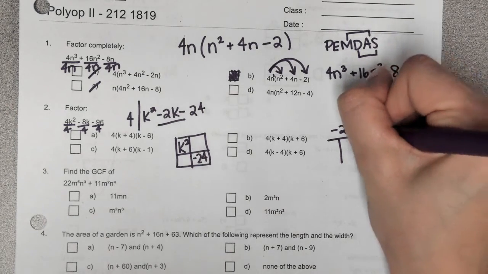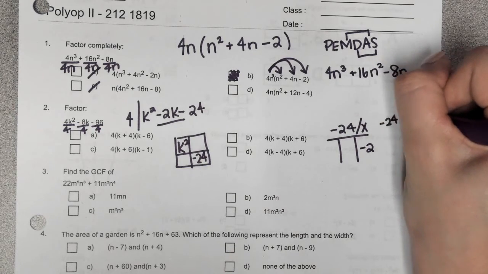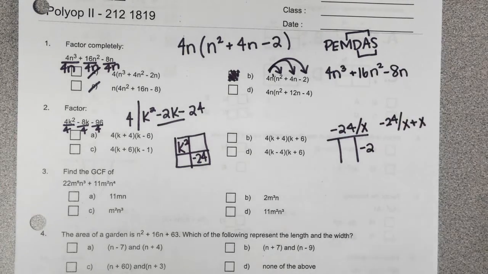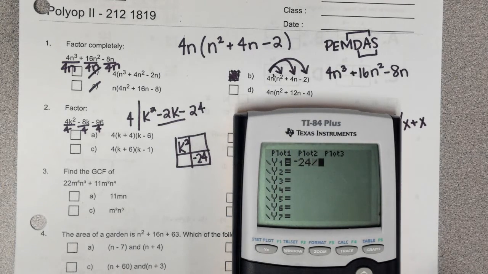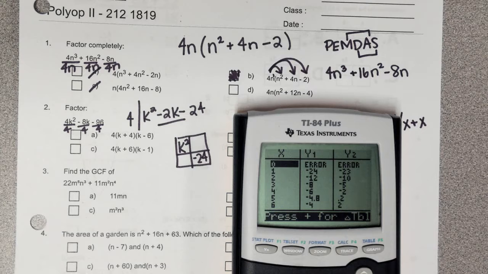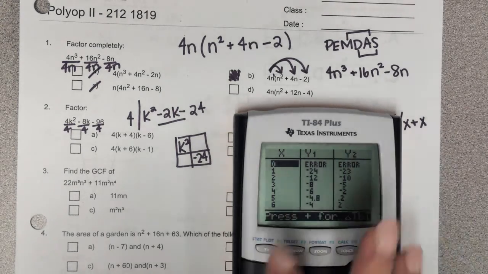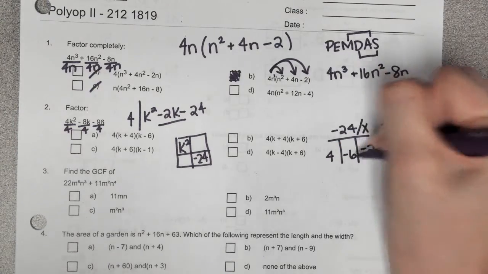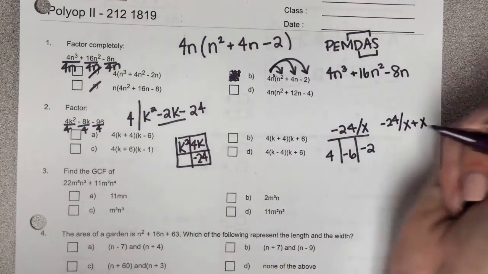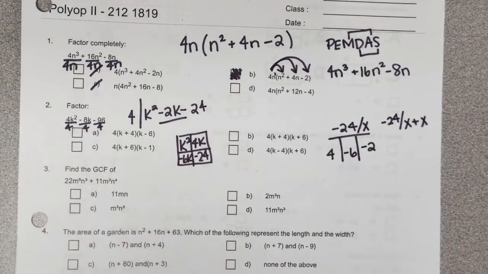So to do this in your calculator, you take negative 24 divided by x in y1, and negative 24 divided by x plus x in y2. Make sure you're showing all of your work so you can get credit when you turn this in. Just circling the multiple choice answer does not get you credit. So I am looking for a negative 2 over here, and that happens with 4 and negative 6. So you put a 4k in one and a negative 6k in the other.